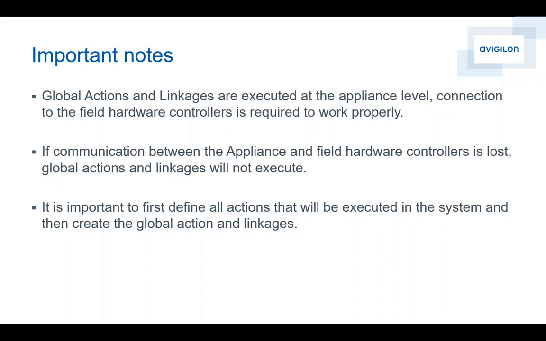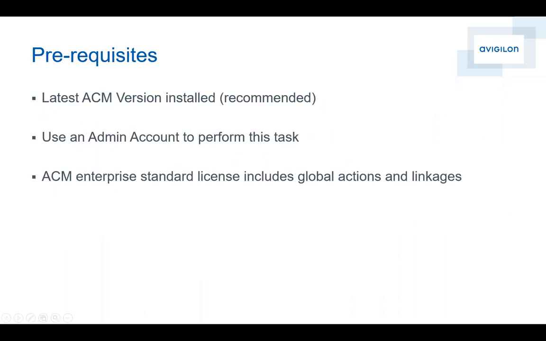It is important to first define all actions that will be executed in the system and then create a global action and global linkage as you require. Let's take a look at some of the prerequisites. Latest ACM version installed is recommended, although this function will work in almost any of the legacy versions of ACM. Use an admin account to perform this task. If you have a particular account, make sure that account has an SP admin level of permission. ACM Enterprise standard license will include global actions and global linkages.